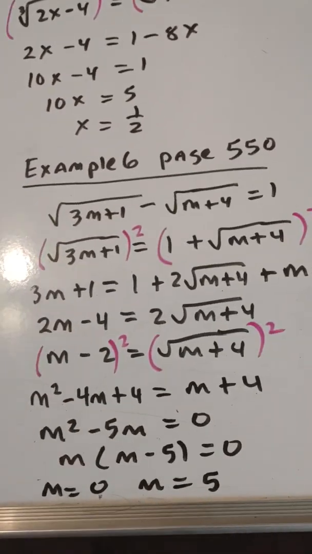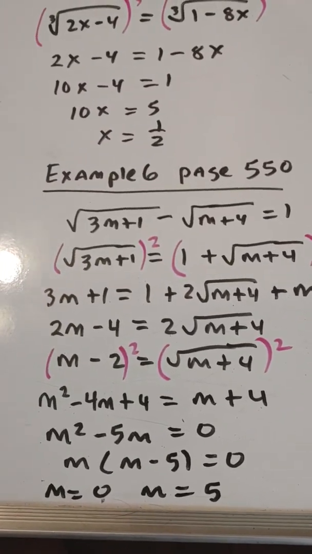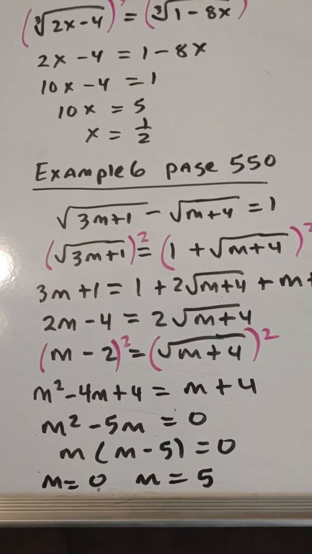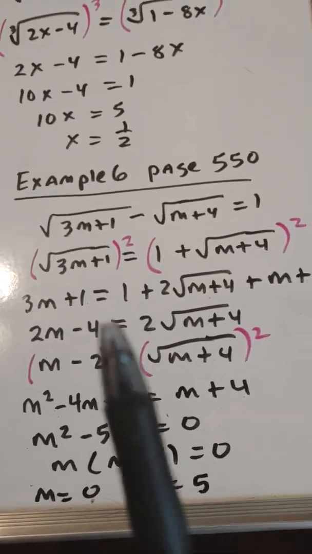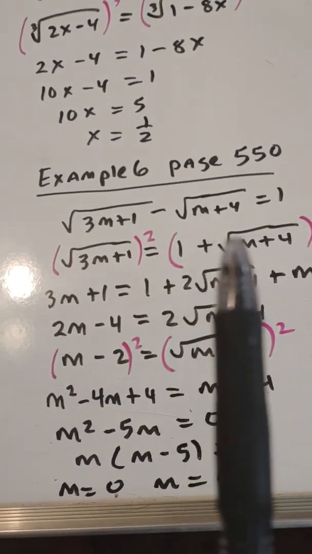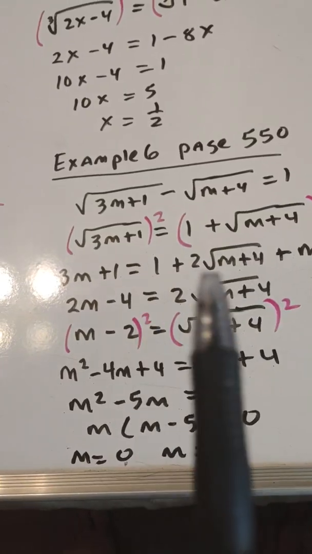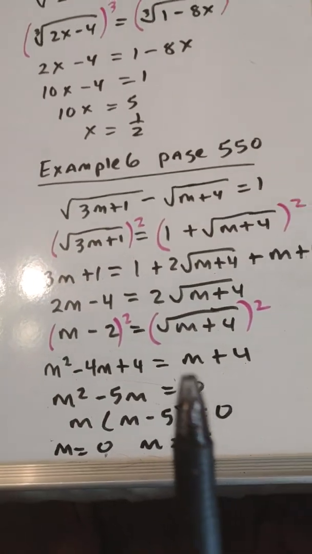Now, whenever you get a problem where you have 2 square roots in the problem or 2 cube roots in the problem, that's just telling you you're going to have to square twice or cube twice. And here's how it works. What you want to do is you want to add the square root of 4 plus m over. So you want a square root on either side. You don't want 2 square roots on one side or 2 cube roots on one side.